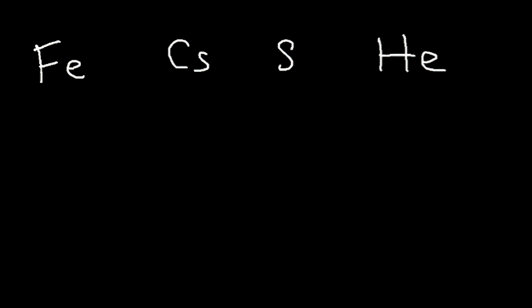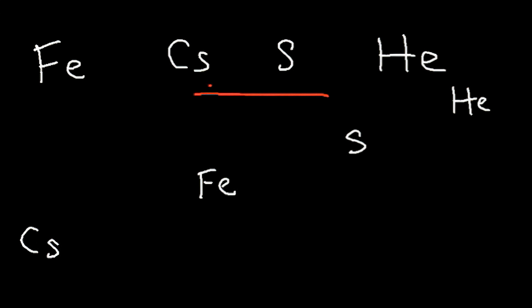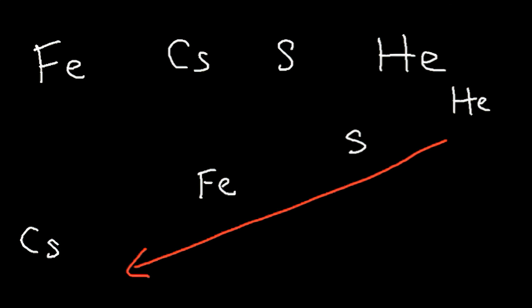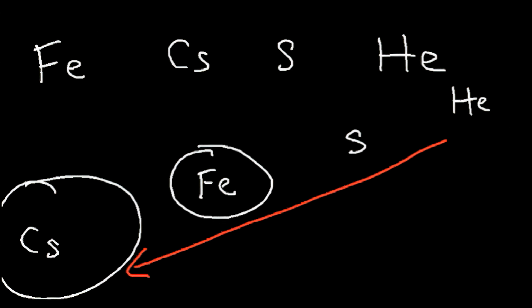Cesium is an alkali metal in group 1, but it's in the 6th row, so it's over here. Fe is a transition metal, and it's in the 4th row, so it's somewhere in this vicinity. Sulfur is a chalcogen found in group 6A, and helium is a noble gas that's in the 1st row. So remember, atomic size increases as you go to the left and as you go down. So basically, it increases in this general direction, which tells us that cesium is the largest, then it's Fe, then it's S, and then it's helium.